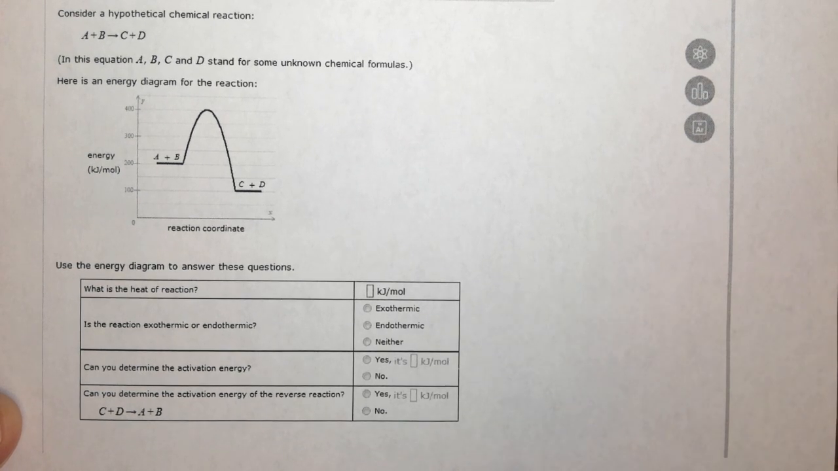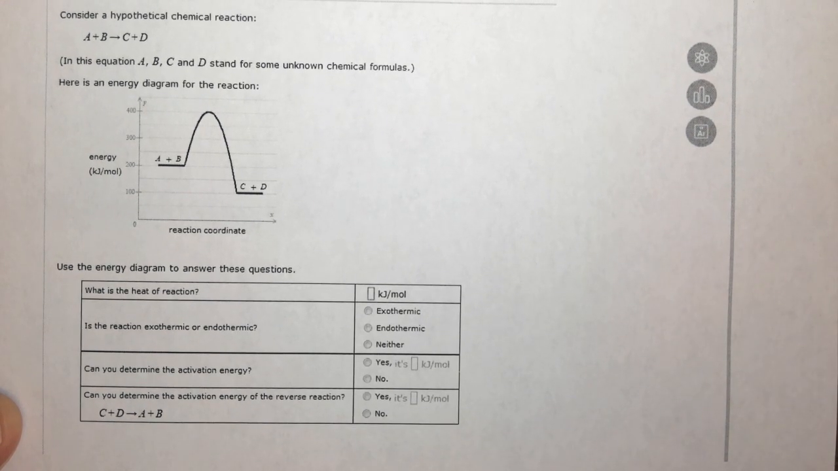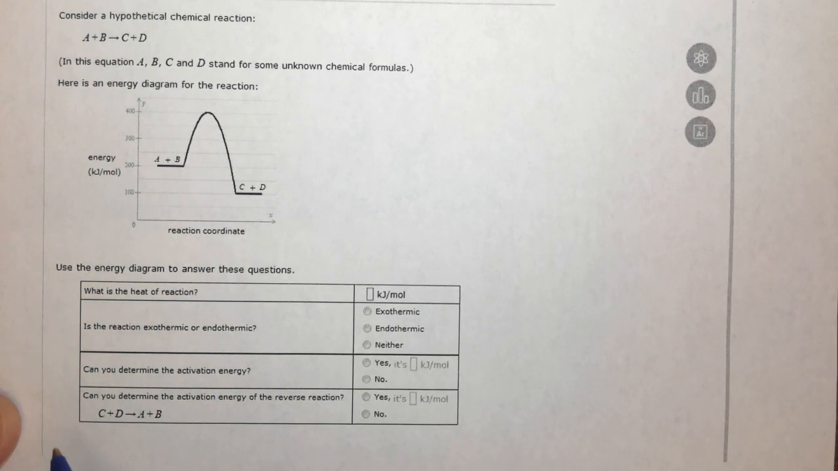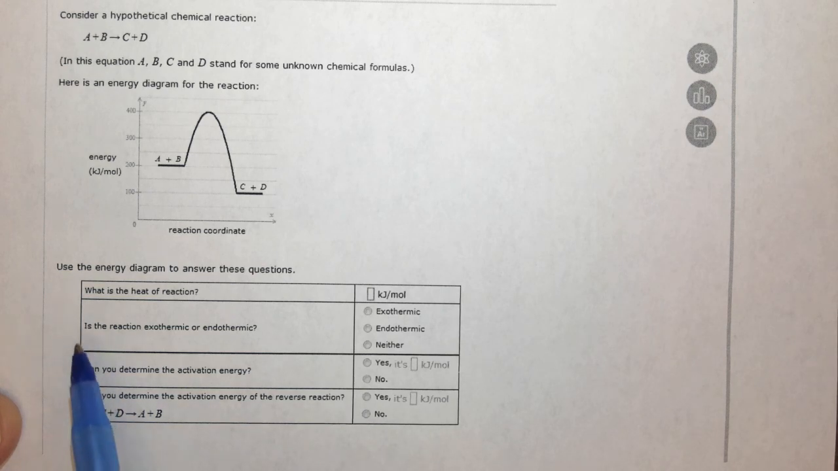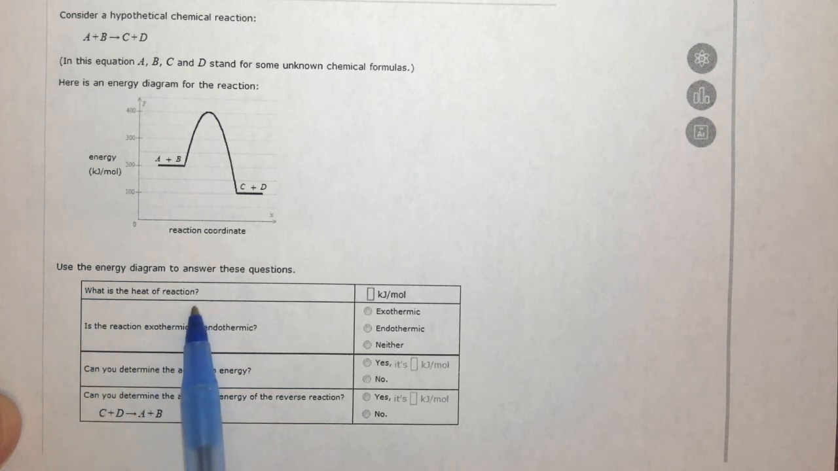And these are very important in things like organic chemistry and for many other types of reactions. They allow us to know something about the energy of what's going on. So being able to interpret this is a valuable skill to have. The first thing it says is, what is the heat of the reaction?